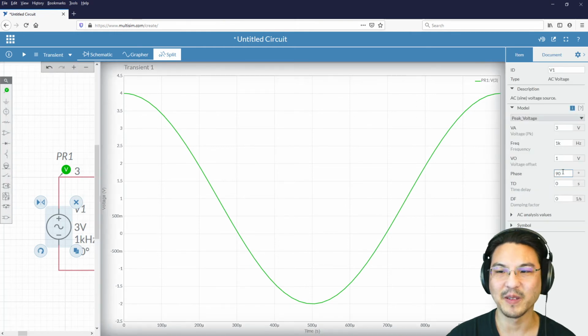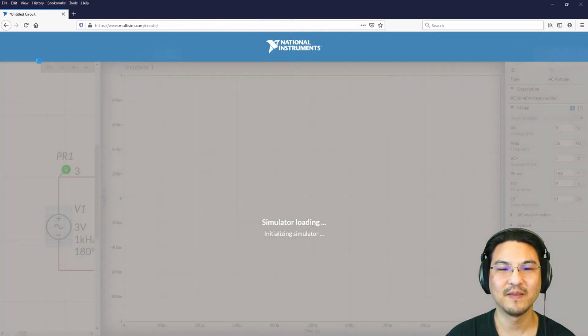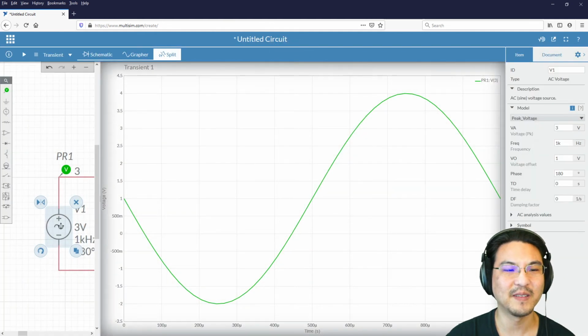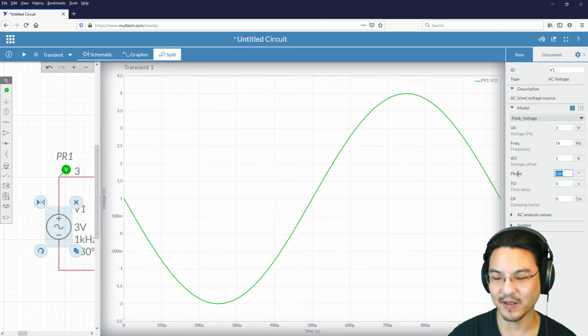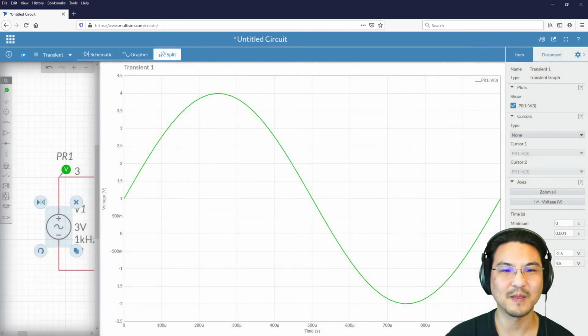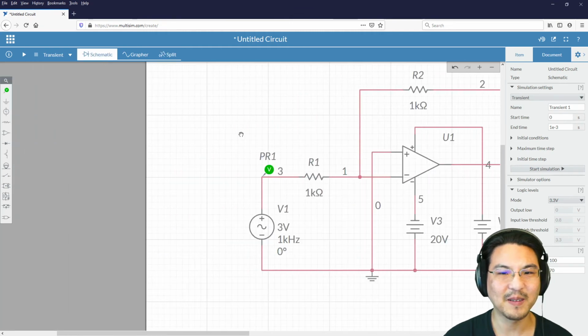If I go another, let's say 180 degrees, then what was originally a sine is going to be a negative sine. See, like this. So that's the phase here. I'll just leave it at 0. Okay, so we're back to 3. So plus 4 minus 2. Okay, let's get back to our schematic.